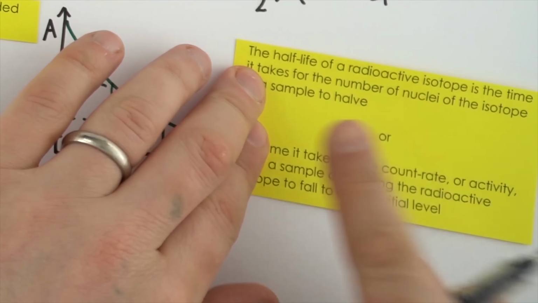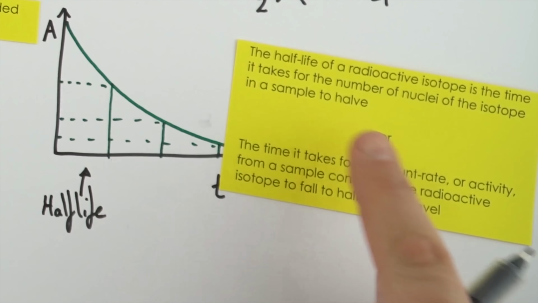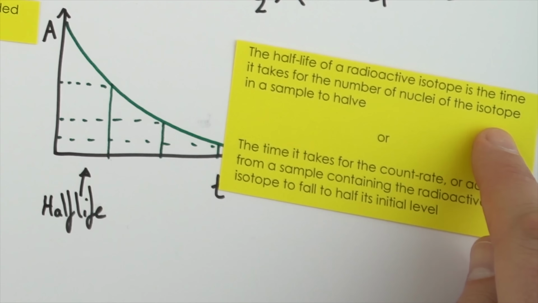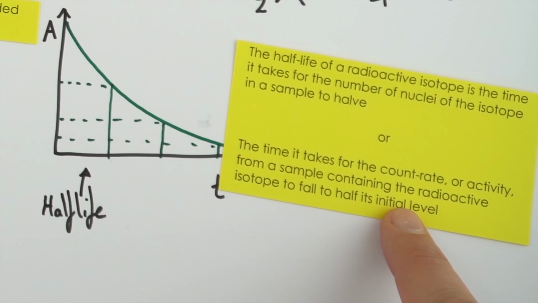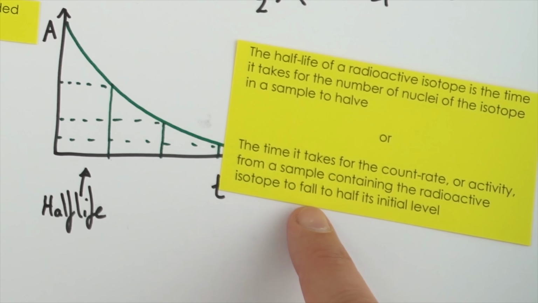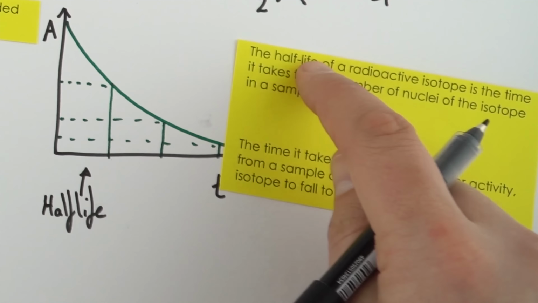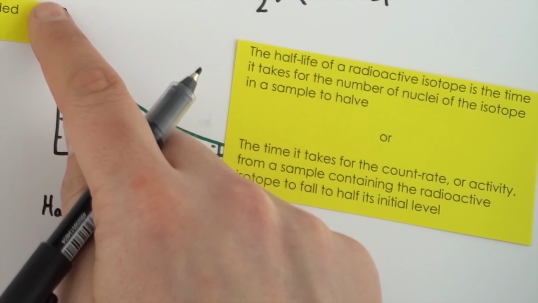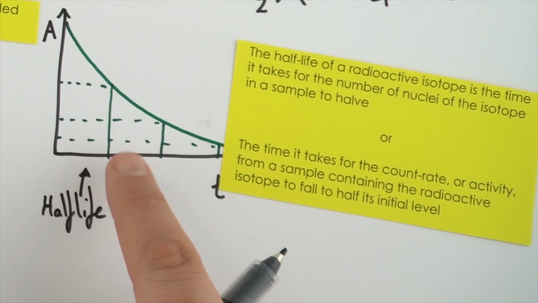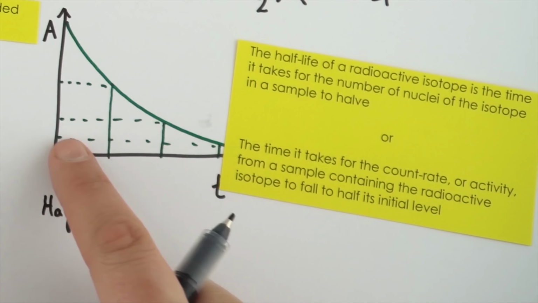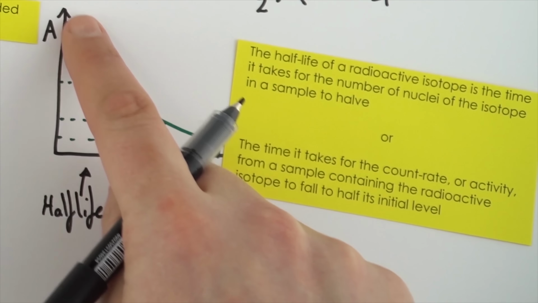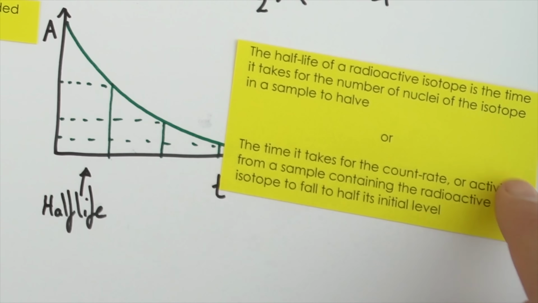And there are really two ways that we can define this. Either the time it takes for the number of nuclei of the isotope to halve, or the time it takes for the count rate or activity in the sample to fall to half of its original level. So these are two definitions you need to know about. And effectively what this means is that it doesn't mean that after two half-lives everything is gone, it just halves and halves and halves. And this line never really gets to the bottom.